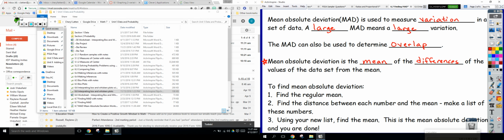Then we have to find the differences from the mean. So what we're going to do is take our whole list of data and find out how far away from the mean, you need to be taking notes, how far away from the mean is each one of these numbers. So we're going to have to subtract every single number from the mean, and we're going to have a new list. It will be a list of differences. And then we find the mean of our new list, and that's it. That's the mean absolute deviation.